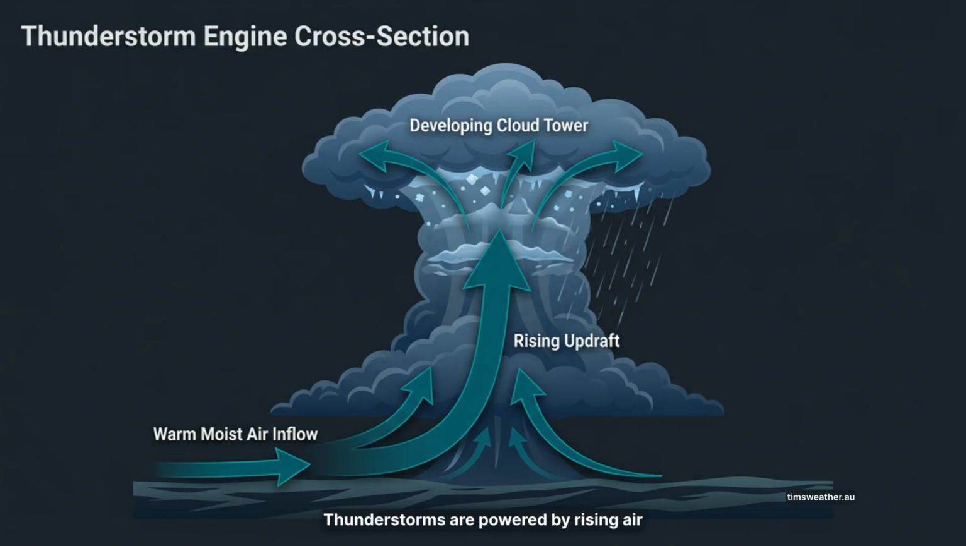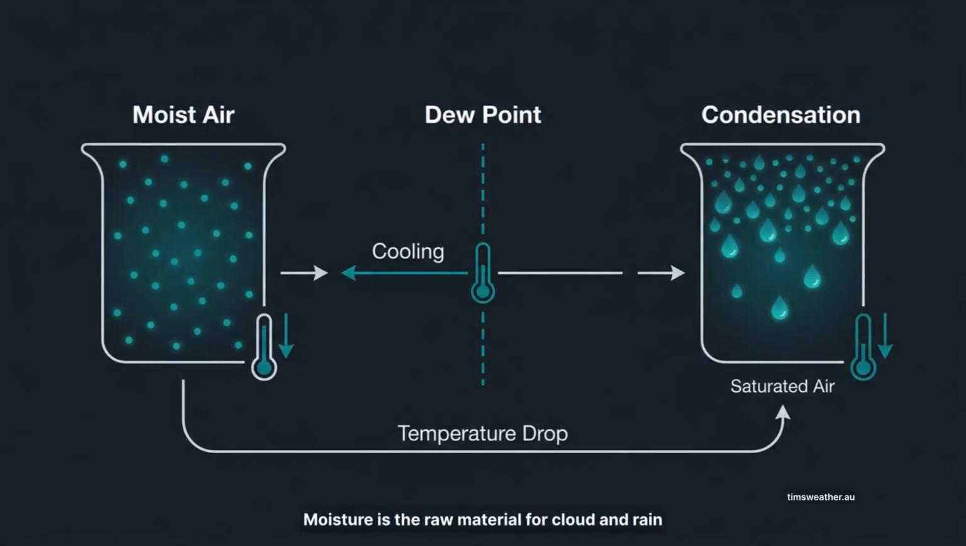The air also needs a push. That push is called lift. Lift can come from strong surface heating on a hot day, a cold front forcing warm air upward, a sea breeze moving inland, a trough, or air being pushed over hills and ranges. The Great Dividing Range can help by forcing air to rise, cool, and condense on the windward side.